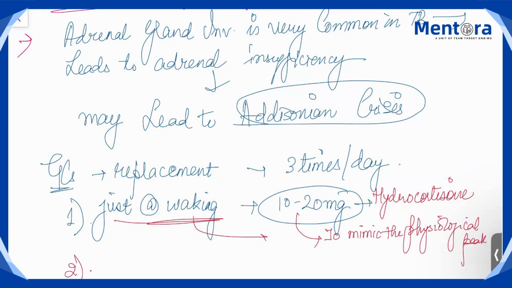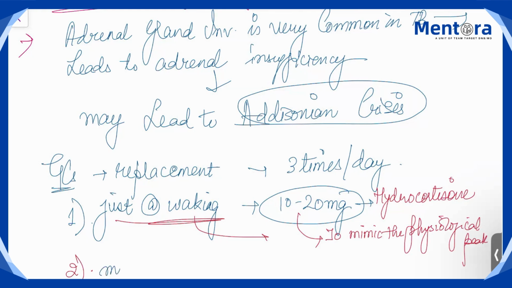Second कब दोगे? मिड डे में, जब वो दिन का खाना खाएगा, दोपहर का खाना खाएगा. So मिड डे में how much you will give? You will give 5 milligram of hydrocortisone. और अगर prednisolone देना चाहते हो तो you can give 3 to 5 milligram of prednisolone also.